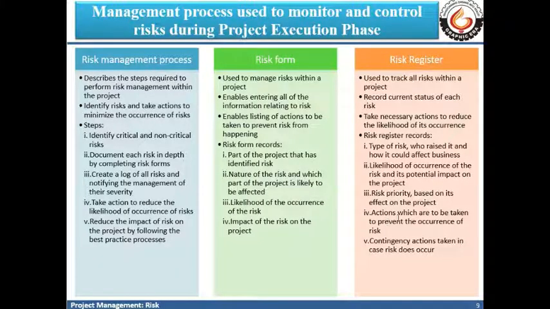Then, the actions we will take to prevent the occurrence of the risks we have identified are also recorded in the risk register. And various contingency action plans are also recorded in case the risk does happen. Since it involves uncertainty, we are not sure whether the risk will happen or not, but in case it does happen, then what action will we take? That contingency plan is also recorded in the risk register.